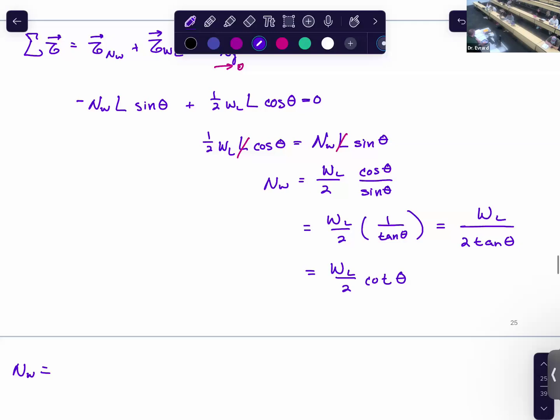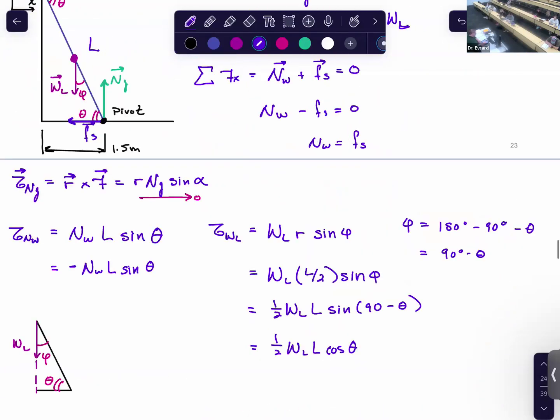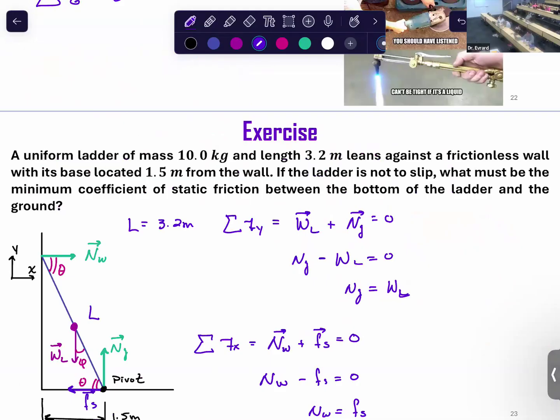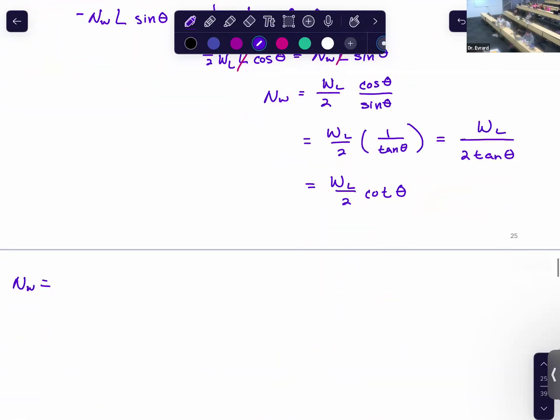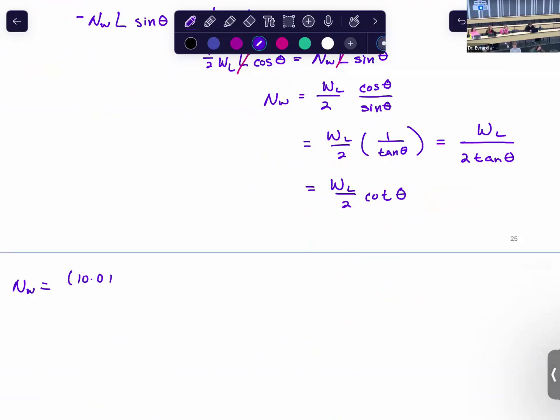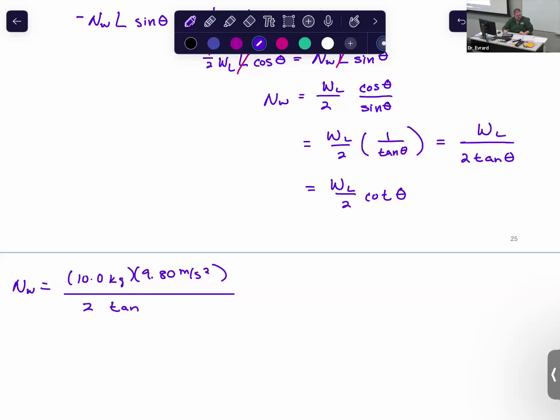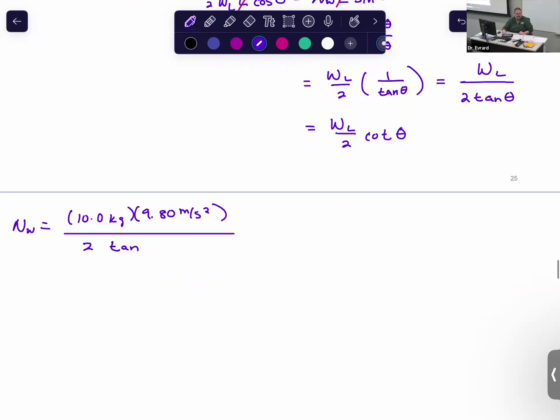Now, we talked about the weight of the ladder. Let's look at the numbers we have in the problem. How are we gonna calculate the weight of the ladder? Mass times acceleration. What acceleration? Gravity, mass times gravity, 10 kilograms. Ooh, but I need theta.